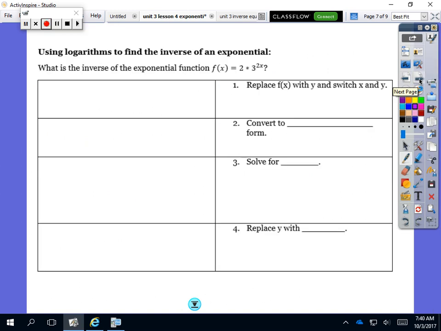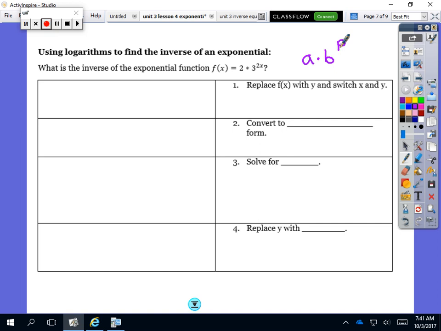And now to find the inverse of an exponential function, we need to use logarithms. So we're going to start with the same thing we always do. We have this function, f of x equals a times base raised to a power. So this we're going to call our coefficient for purposes of this lesson. This is our b to the p. So in other words, we have a times b to some power p. That's what we have here.